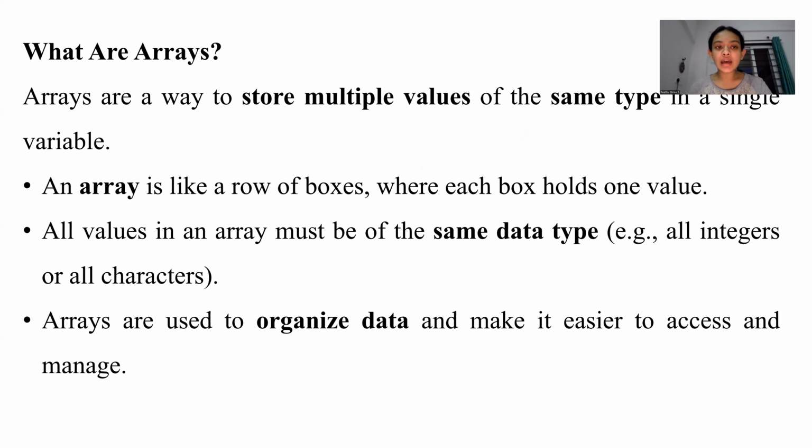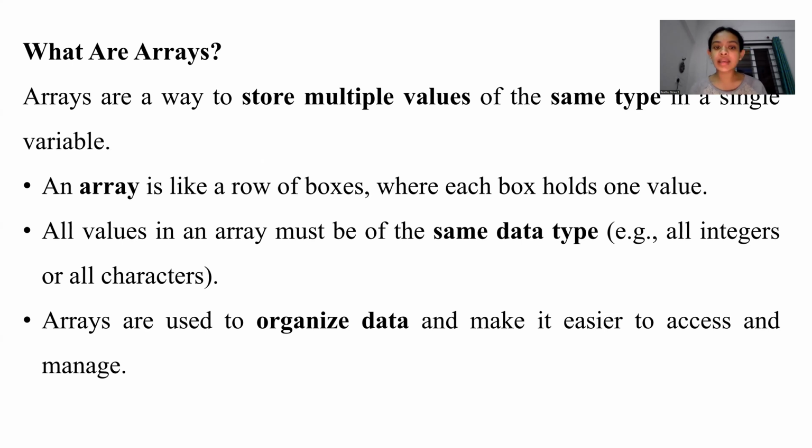Arrays are a way to store multiple values of the same type in a single variable. You can store a number of different values of the same data type, that may be integer, float, or characters, in a single variable. It is something like a matchbox holding all the matchsticks inside the same box.